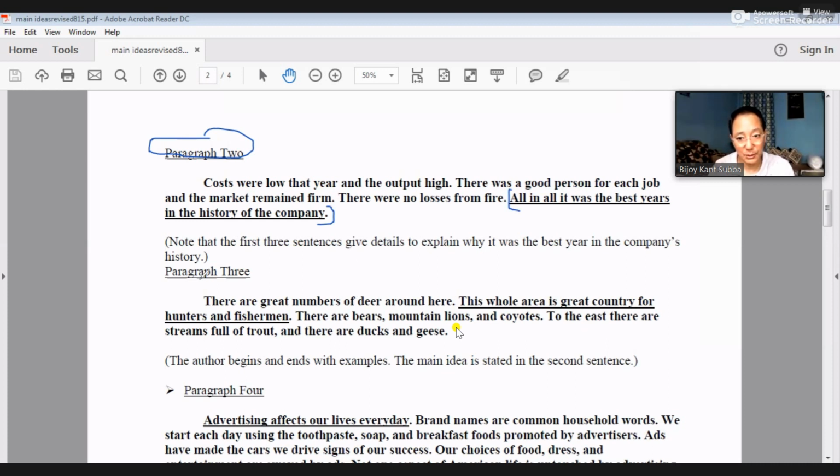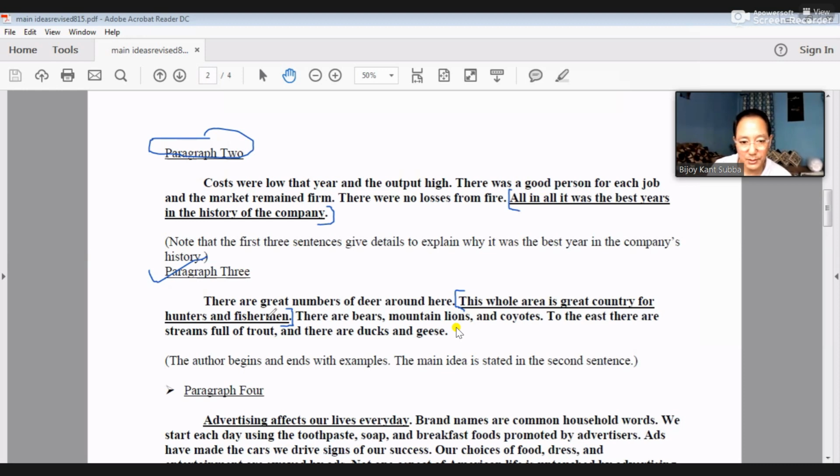Now let's go on to the next one, paragraph 3. This one. Now in this case, you notice that the topic sentence is right in the middle. And this topic sentence contains the main idea. So if you read the topic sentence, this whole area is a great country for hunters and fishermen.